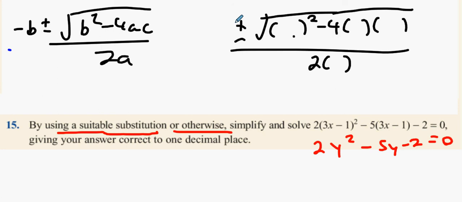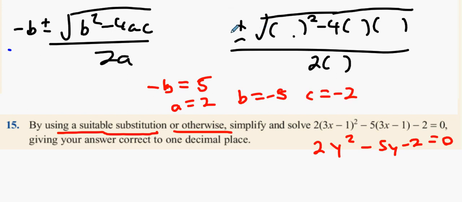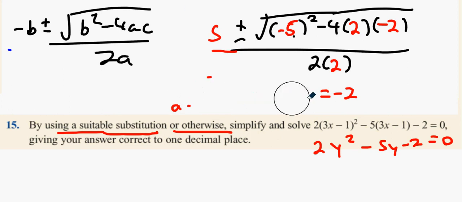Then I'll come up here and what would I say? Minus b is 5. A is 2, b is minus 5, and c is minus 2. And I'll just throw it straight in here. 5, minus 5, 2, minus 2, all over 2 times 2. Does everybody know how to put that into the calculator at this stage? What are the two answers you got? 2.9 and 0.4. X equals, can you give it to me to 2 decimal places, please?